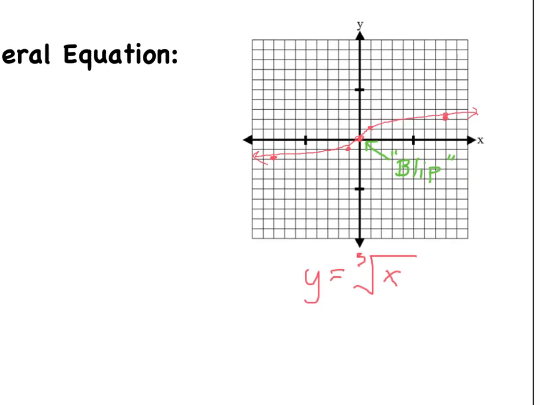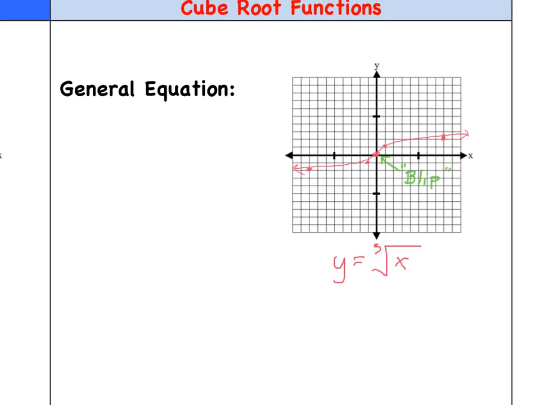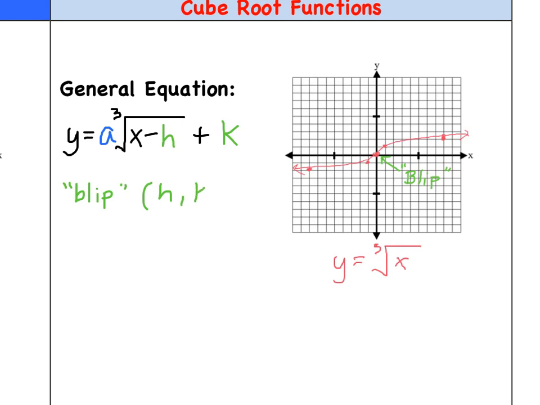If we look at the general equation of a cube root function, it looks very similar to the square root function. It's y is equal to a times the cube root of x minus h, plus k. That h and k value comes up again, only this time it represents our little blip. The change in direction is h comma k.